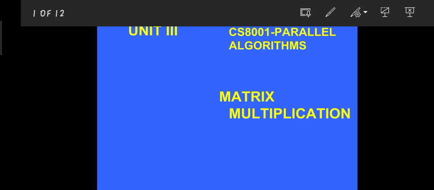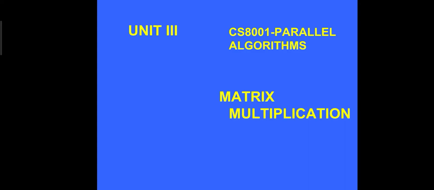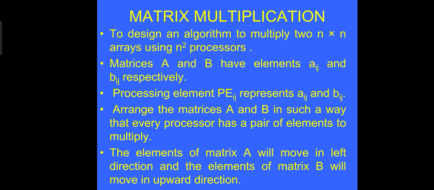Now I'm going to present the topic matrix multiplication from unit 3 of parallel algorithms. What is matrix multiplication? To design an algorithm to multiply two matrices of size n cross n using n square processors, such that matrix A has elements Aij and matrix B has elements Bij respectively. The processing element Pij represents Aij and Bij.